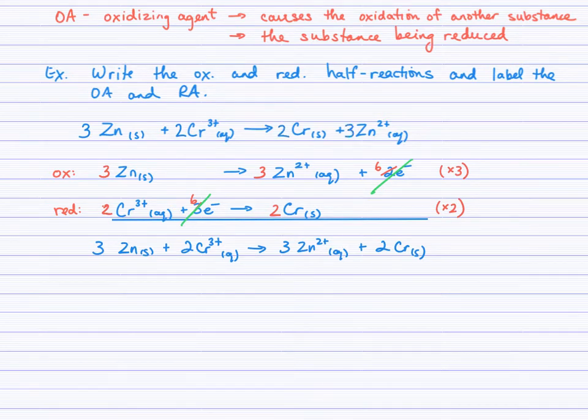Okay, labeling the oxidizing and reducing agents. For the 2 reactants, zinc and chromium 3 positive ions, which substance is causing the oxidation of the other? Well, if zinc is being oxidized, then that makes it the reducing agent. The chromium ions that are being reduced are then the oxidizing agent.